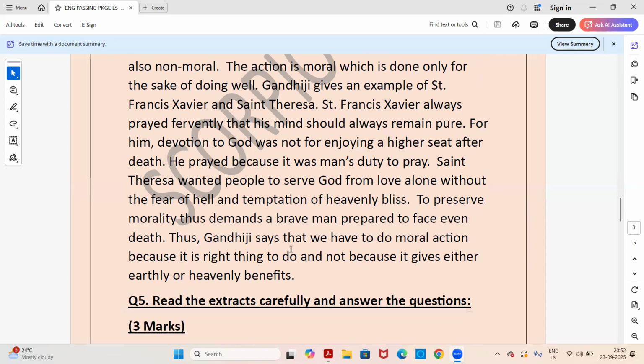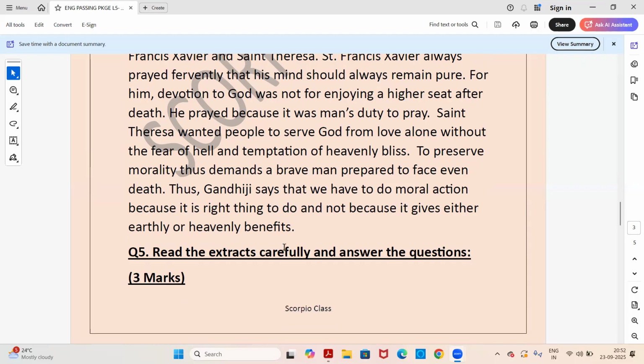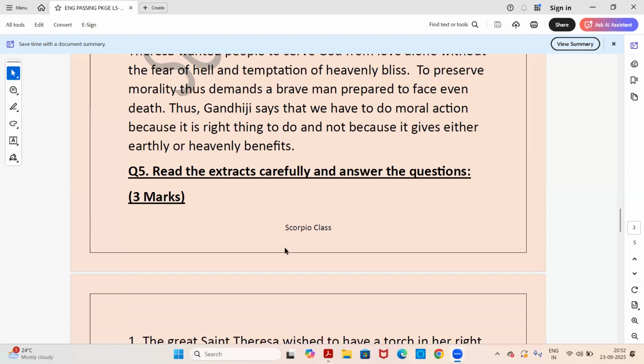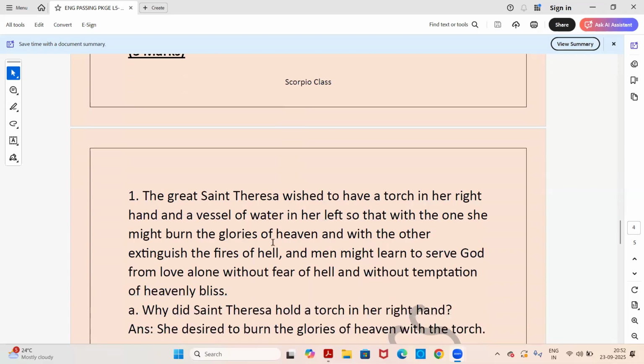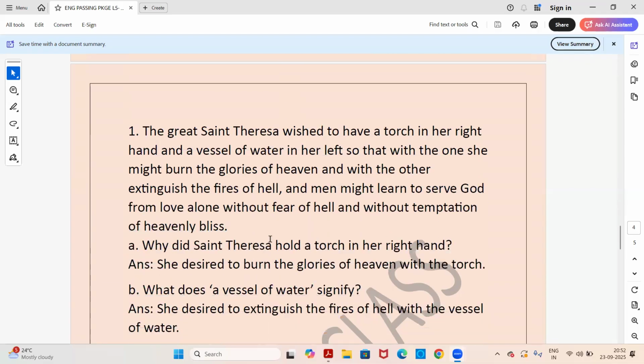Thus, Gandhiji says that we have to do moral action because it is the right thing to do and not because it gives either earthly or heavenly benefits. So out of having benefits, if you do any action, that is not moral, this is what it says. These are the examples. So now we have completed with the question answers. Now let's see some of the important extract based questions from this chapter which can be asked for 3 marks because each extract has 3 sub questions in it.